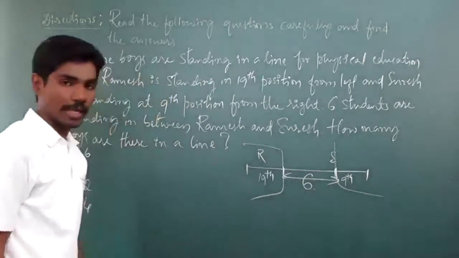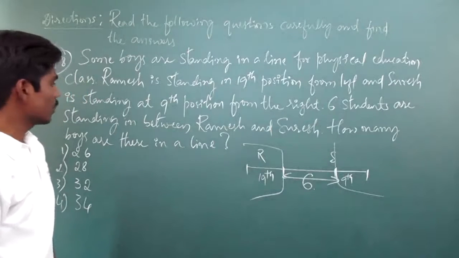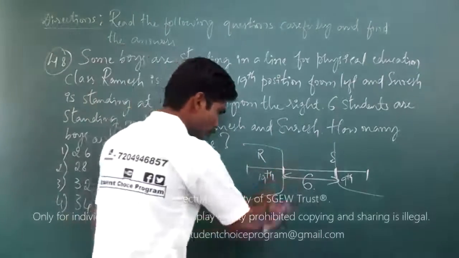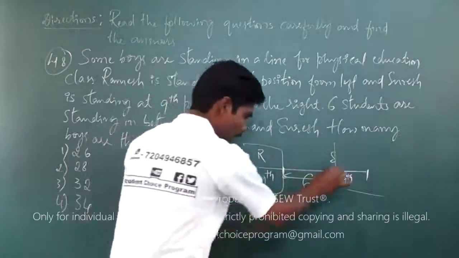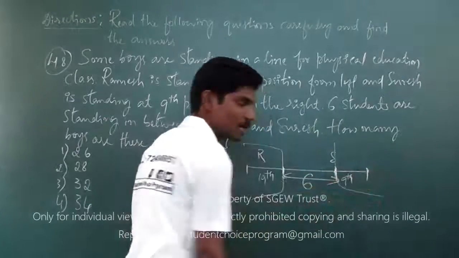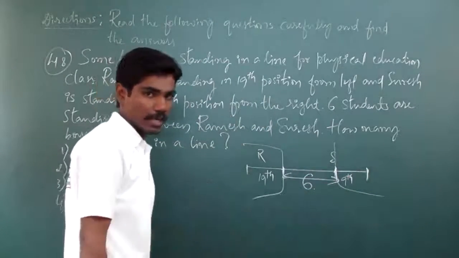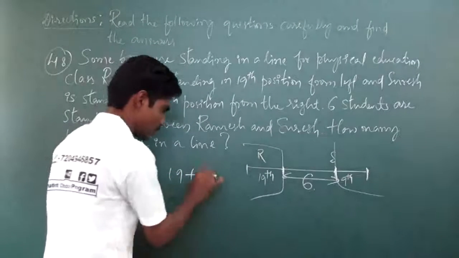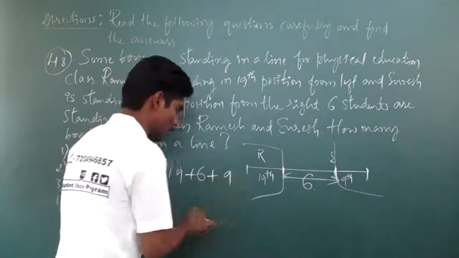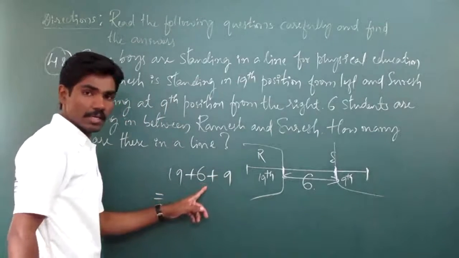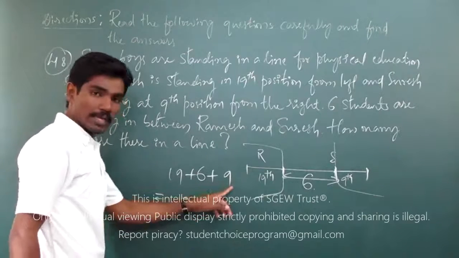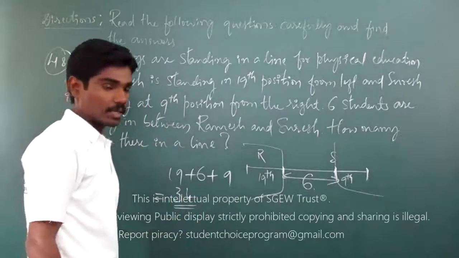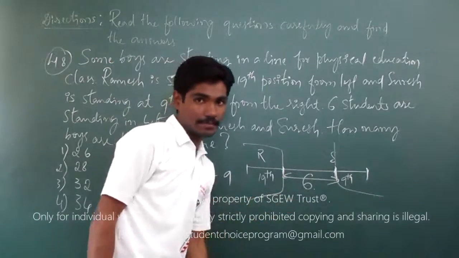Now what they have asked you to calculate? They have asked you to calculate how many boys are there in a line. From here there are 19 students, here there are 6 students, and from this point there are 9 students. If you add all those students, you will get the total number of students, right? That is 19 plus 6 plus 9. What do you get? 19 plus 6 is, of course, 25. 25 plus 9 is, yes of course, 34. That means there are 34 students standing in a line.